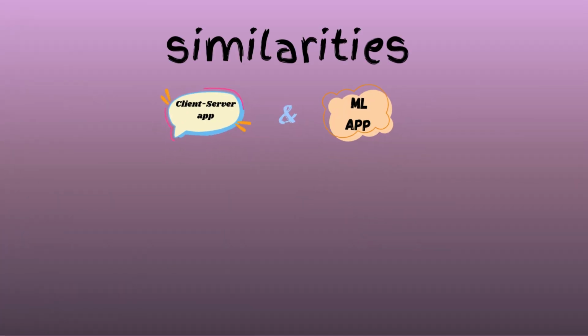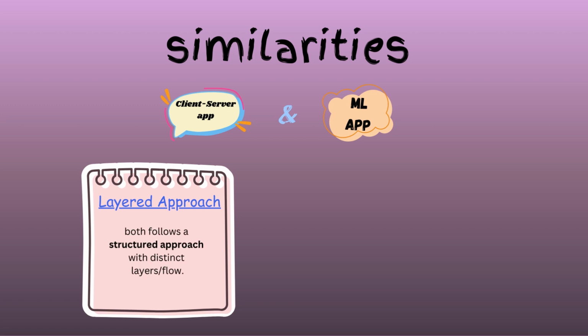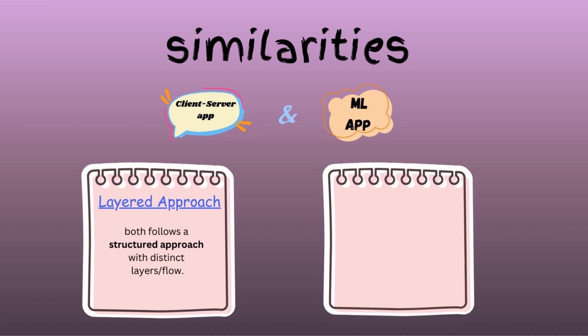Let's look at the comparison of these two project types. Let's see the similarities first. There are two things which are very similar in these two project structures. One is the layered approach. Both follow a structured approach with distinct phases or layers. Number 2, it is data handling. Both require handling and managing data efficiently. These are the two similarities between a traditional three-tier application and a machine learning project.